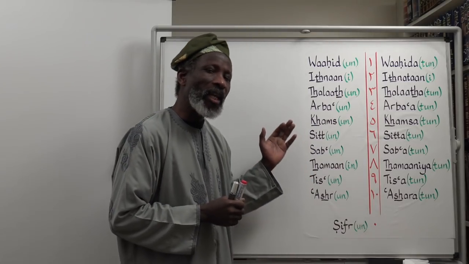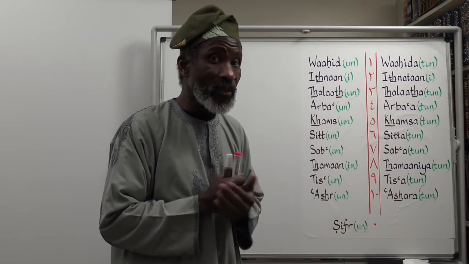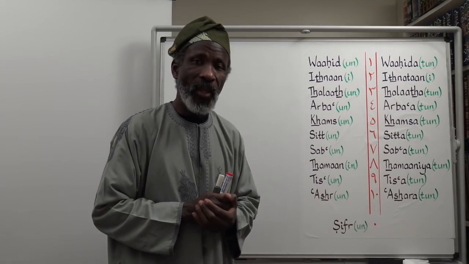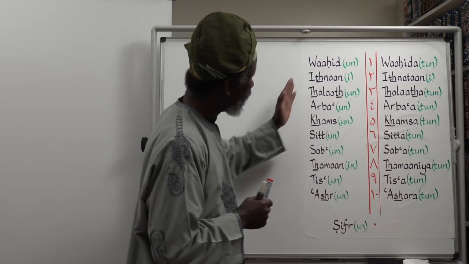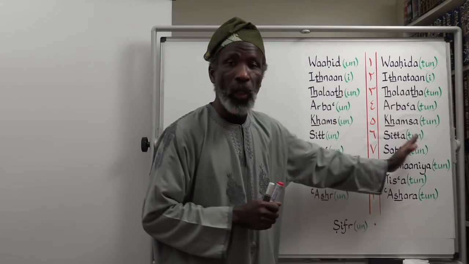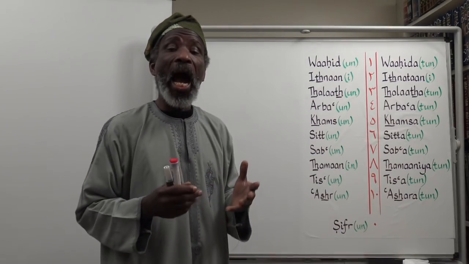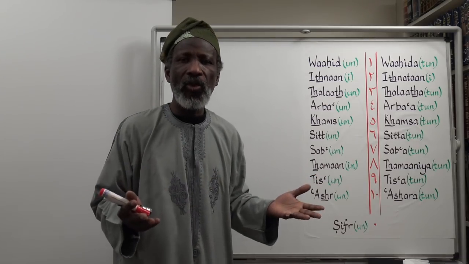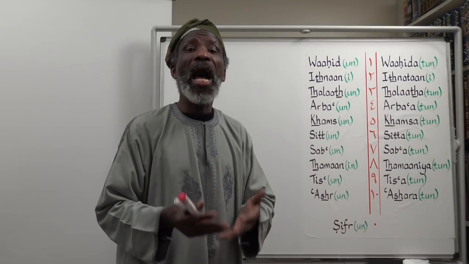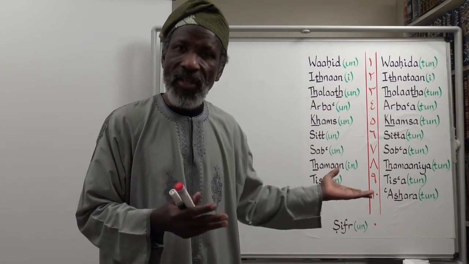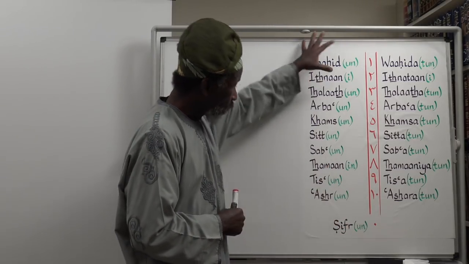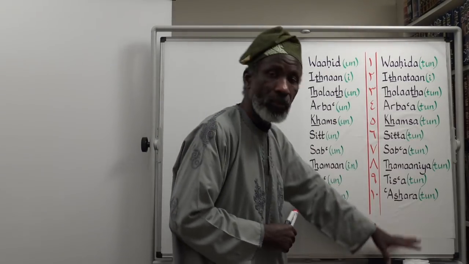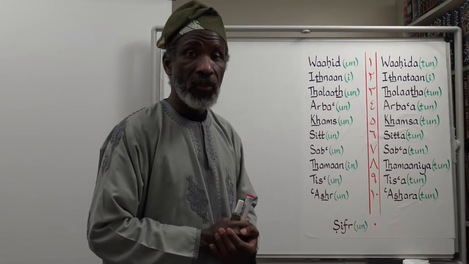Welcome to the land of numbers, number 0 to number 10. But you can see I divided it into two columns because in Arabic most things are gender based. You have a masculine version and a feminine version, even numbers as well. So this column is the masculine section and this column is the feminine version.